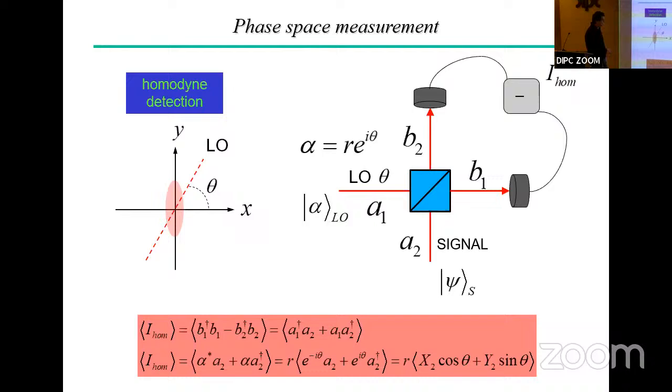And then you send it to a normal beam splitter, okay? A half beam splitter, where this beam is mixed with a coherent state from a local oscillator, okay? So from a laser beam. And this local oscillator is essentially prepared in a coherent state. This coherent state has the eigenvalue alpha, which is a complex number. The absolute value of alpha I define here as R, and theta is the phase of the local oscillator, okay?